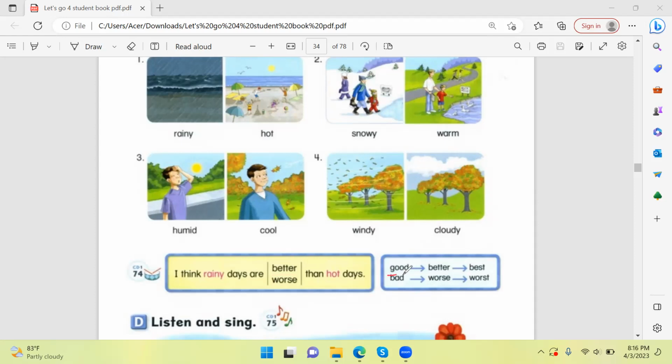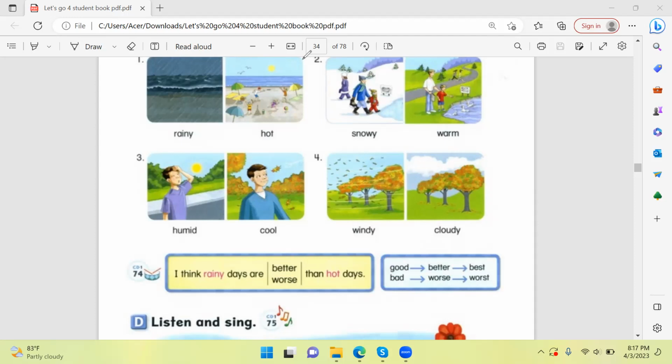How about this one? Can you please read this one? Good. Very good. How about this one? Bad. Very good. How about this one? Better. Very good. How about this one? Worse. Very good. How about this one? Best. Very good. How about this one? Last one. Worst. Very good.